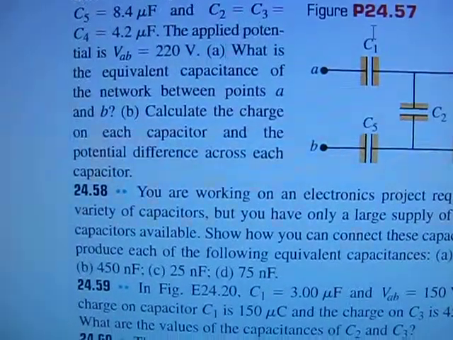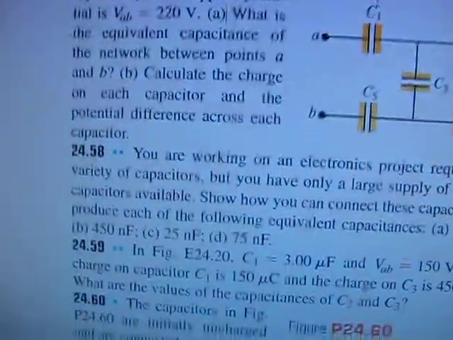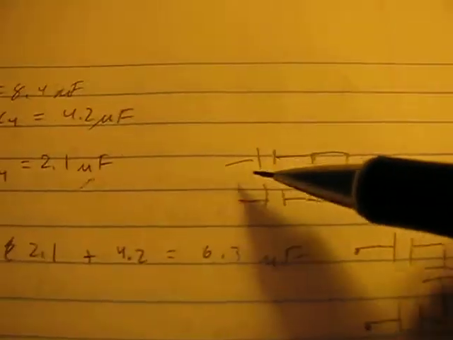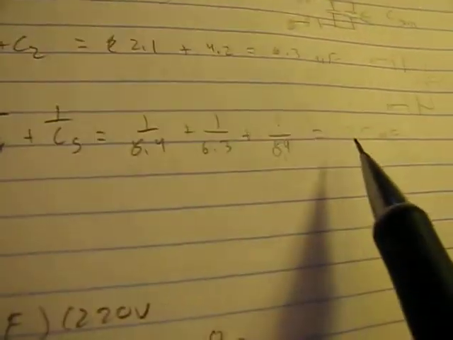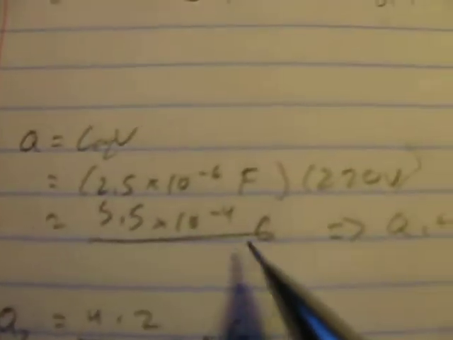So now part B says calculate the charge of each capacitor and the potential difference across each. So the Q for 1 and 5 is going to be the same because it's at the start and at the finish. So we can just use CEQ to solve for that. We plug in our CEQ, which is what we got over here, times the voltage, and we get our value for Q1 and Q5.